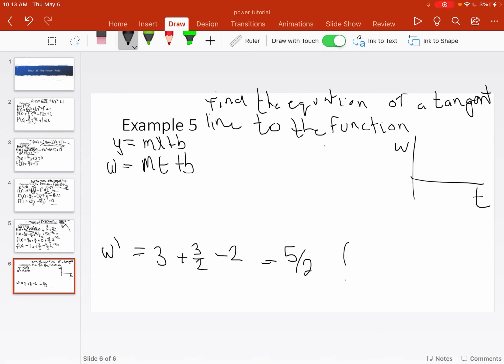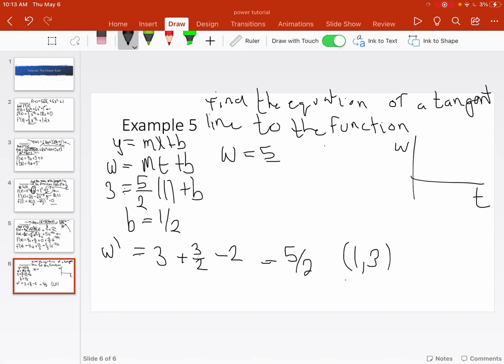Since our slope is 5 over 2 and our point is 1, 3, we're going to have 3 is equal to 5 over 2, plug in 1 for t, plus b. b just comes out to be a half. So the equation of our tangent line is w is equal to 5 over 2 t plus a half.